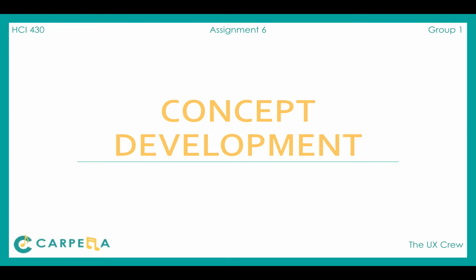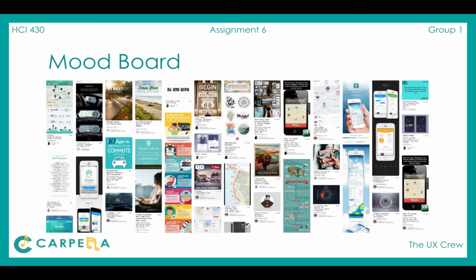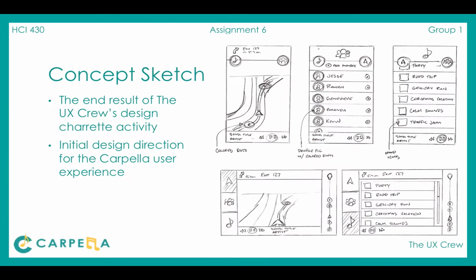So this is our concept development. As you can see, we created a design charrette. Each of us all did a sketch and put them all together to see what similarities there might be and what things within our app we wanted to convey within our sketch. We also created a mood board to get what kind of feel we wanted from the app. So we picked a lot of road trip things, and we looked at different designs that would correlate within our app while we designed it.